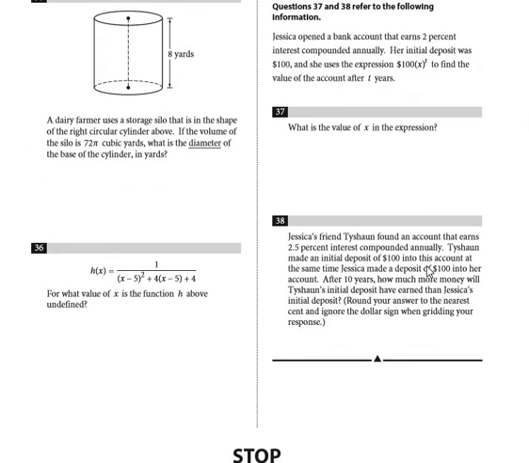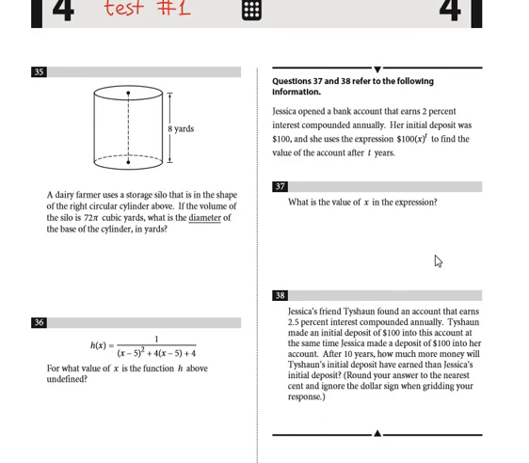Question number 35. A dairy farmer uses a storage silo that is in the shape of the right circular cylinder above. If the volume of the silo is 72 pi cubic yards, what's the diameter of the base of the cylinder in yards? So we're going to write the volume formula of a cylinder. This is in the reference sheet, pi r squared times h.